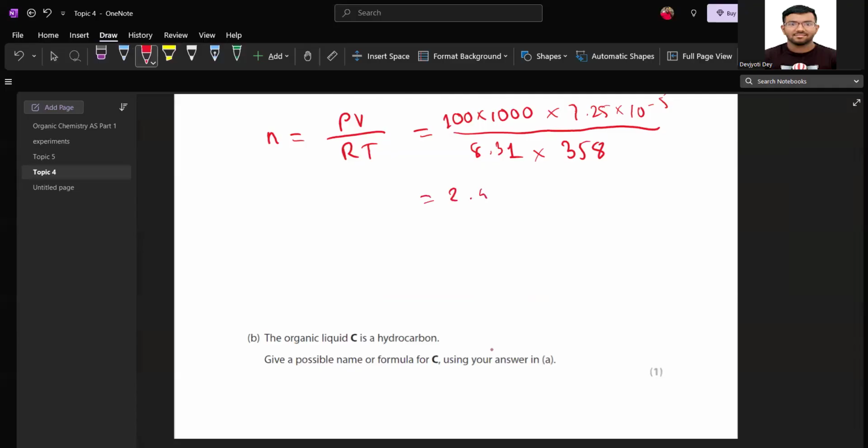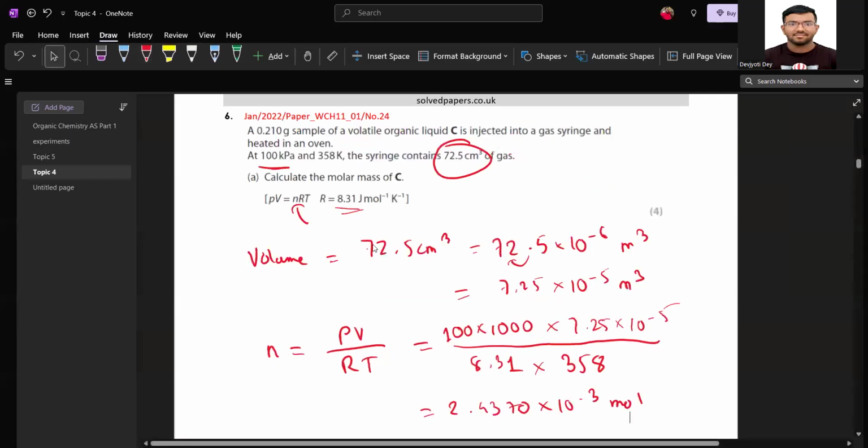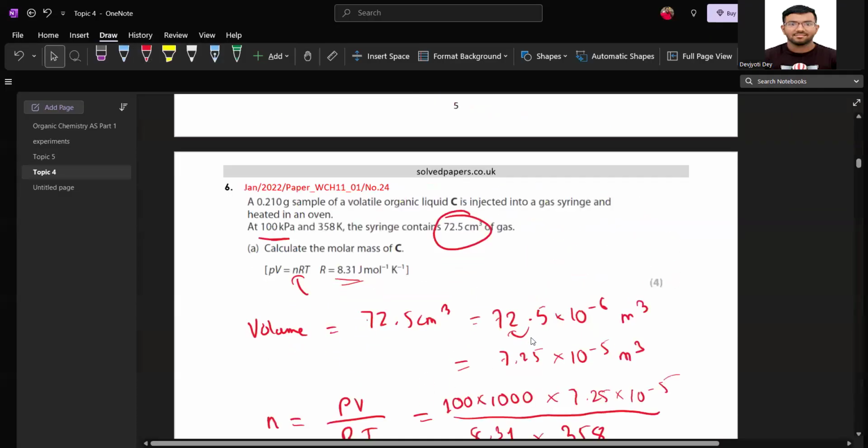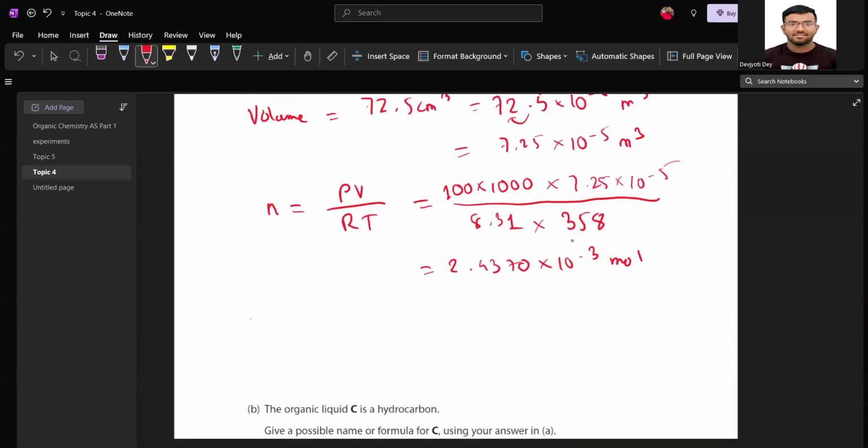Eventually you get about 2.4370 times 10 to the power minus 3 mole. So this is the mole amount of C. Now they told you to find the molar mass, right? So obviously you know the mass of that sample, right? So can't we use the formula mole is equal to mass by molar mass? So you just place 2.4370 times 10 to the power minus 3.